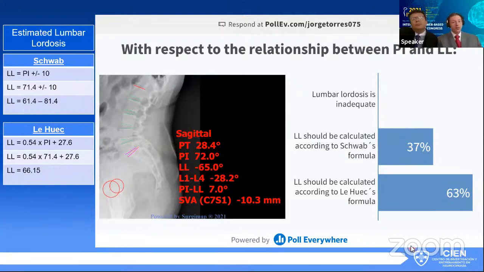Now, with respect to this information, if the patient has 65 degrees lumbar lordosis and by Lafage's formula has 66 degrees and by Schwab 61 to 81, then we could say that it's more or less adequate, right? So the answer would basically be, in this ideal situation, maybe the Lafage formula would be best. But as you can see, it is acceptable to use Schwab's formula, taking into account that you're going to have a larger range of values to consider. And in this case, maybe the Lafage formula would be more precise.